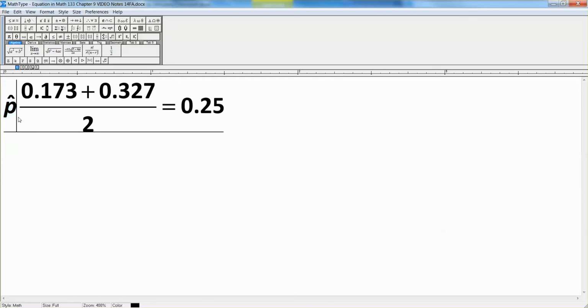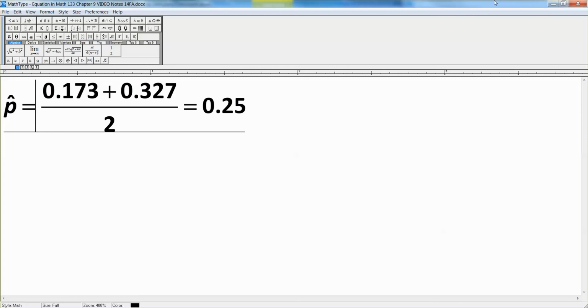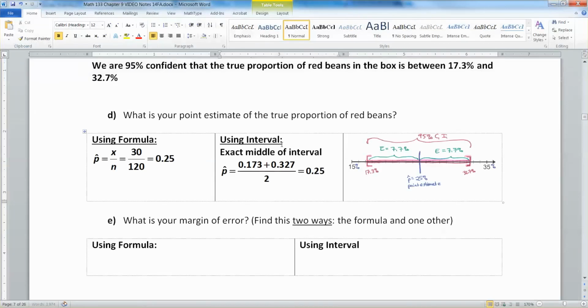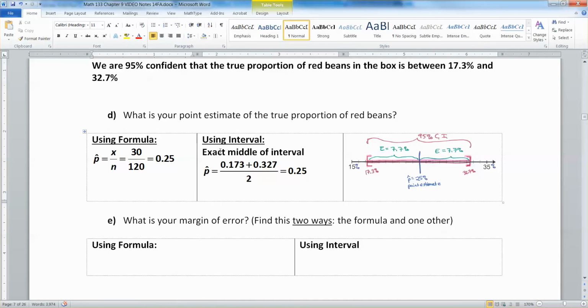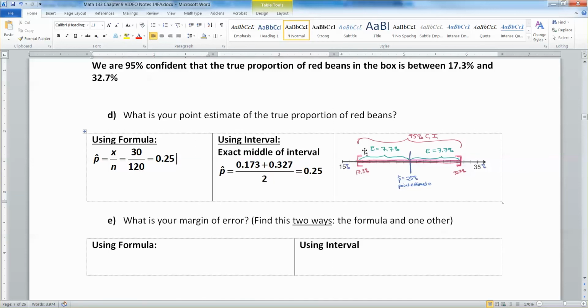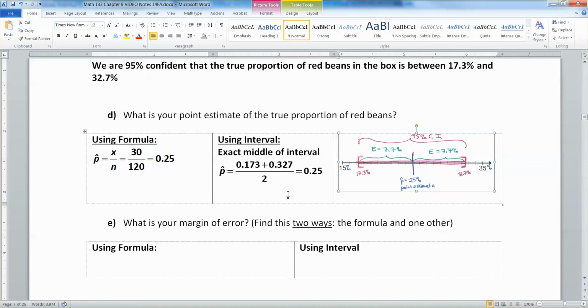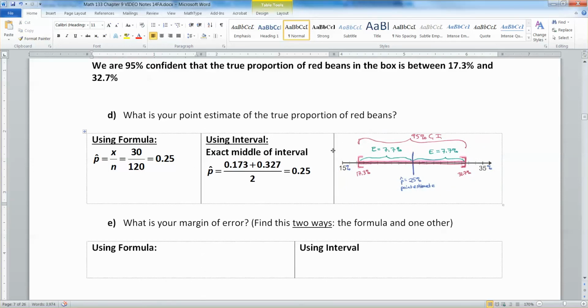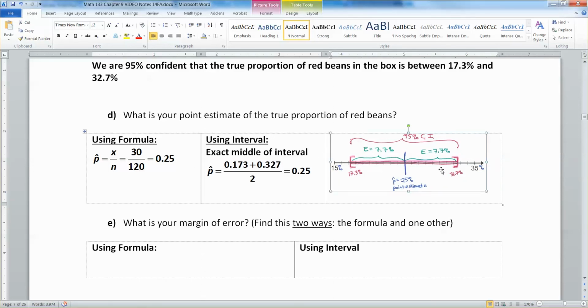If, for example, you did not have x and n, this is how you'd have to do it. So if I give you the interval, but I don't give you x and n, then this is the only way you know how to do it, which is to use the fact that it must be the center of your interval to find it. And I just redrew this picture from before just so you could see it again. So 0.327 is on the high end, 0.173 is on the low end, and the point estimate is the number that is right in the center.